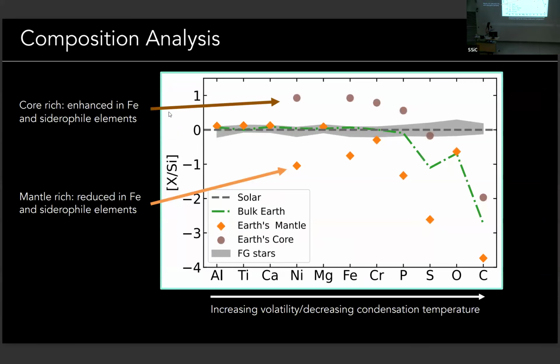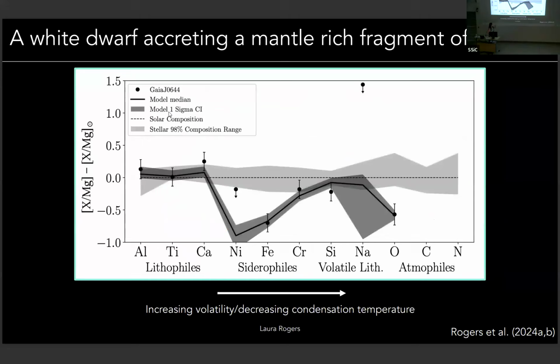And going back to these plots, if we were to accrete something onto a white dwarf that was core-rich, you would see an enhancement in siderophile elements. So siderophile basically means iron-loving. So these are the iron, chromium, and also nickel. But if you were accreting something that was more mantle-like, you would have a depletion in those elements. And surprise, we do actually find evidence of core mantle differentiation.